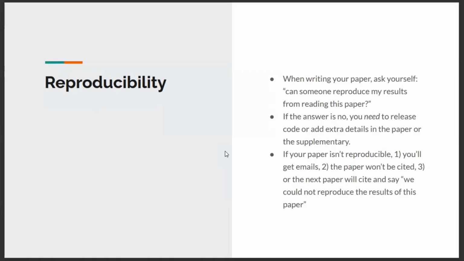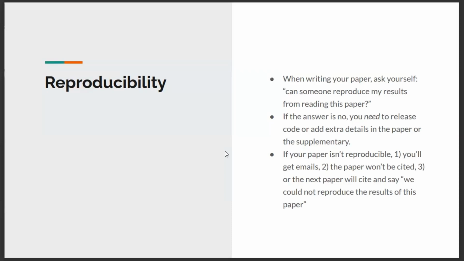If you can't reproduce your paper, you might want to add some extra information about your parameters, either inside the paper if you have the space, or you can add some supplementary material, or you would want to add and release the code for your paper, which will make people more likely to reuse it. If your paper isn't reproducible, you will get emails.